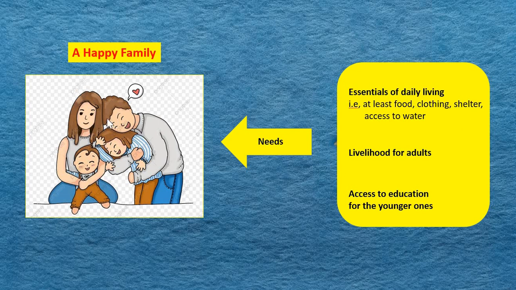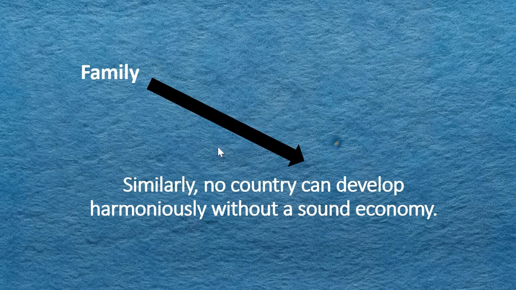Next, how do the parents take care of the children? They need money. So, another need is livelihood for adults. Next, what about the children? What about their education? How do they learn about the society itself? So, access to education for the younger ones. Now, let's move to the bigger picture. From family to a bigger picture. So, you see, just like the family, a bigger family is our country.